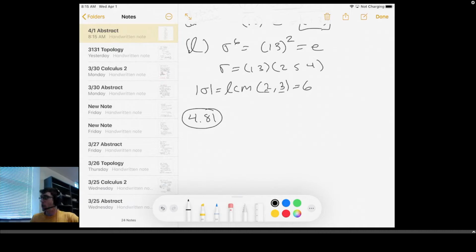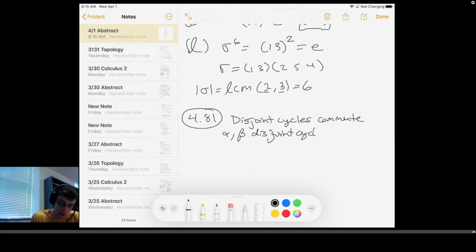So 481 is, right, disjoint cycles commute. Assume alpha and beta are disjoint cycles. Show alpha beta equals beta alpha.